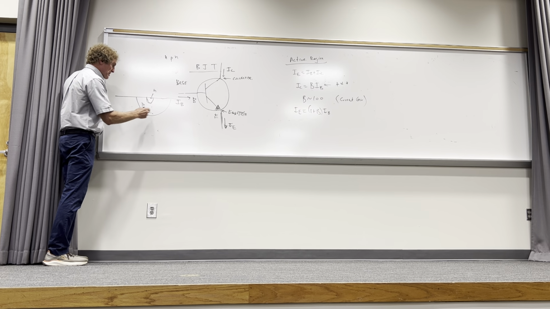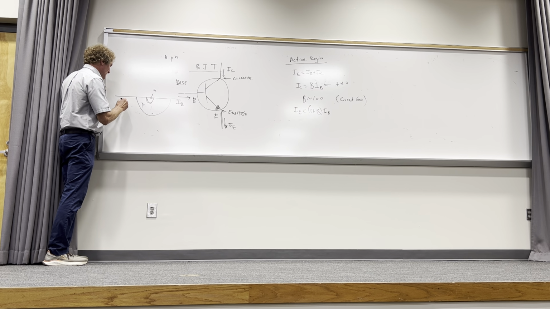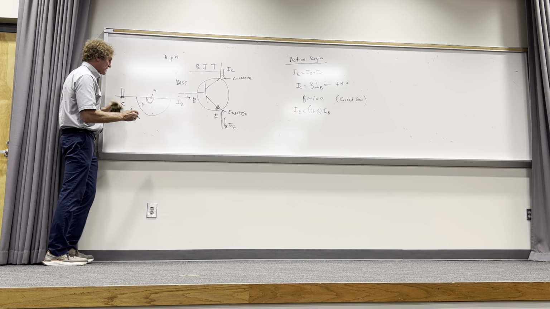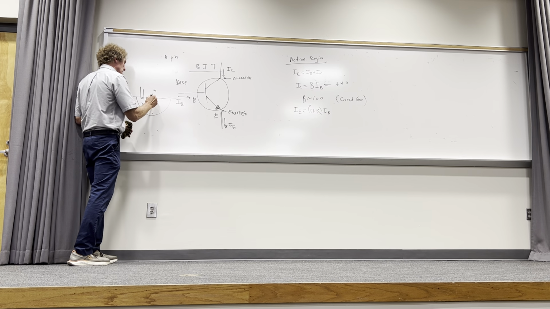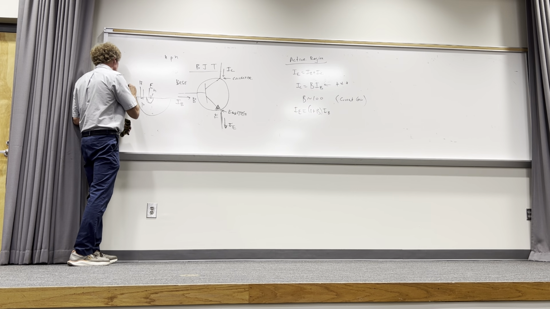Then below this, outside this whole thing, there's the collector, and there's usually a contact point for the collector, a contact point for the base, and a contact point for the emitter here. This is the emitter, base, collector.